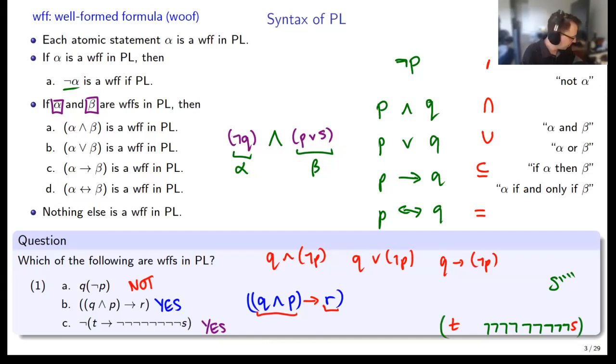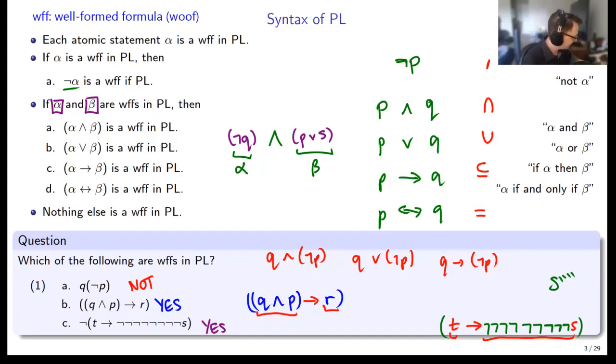Okay. So now we have T, and we have this monstrosity. And we need to combine these two together with an operator, so we do that with the arrow, that's fine. So now this is a well-formed formula.